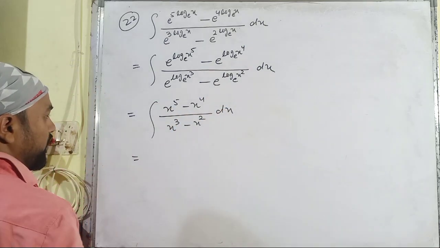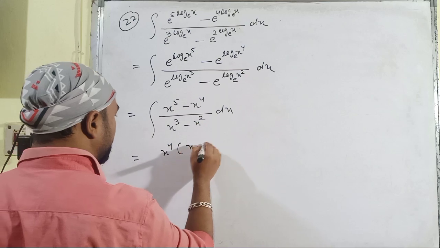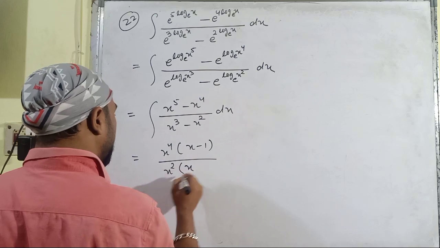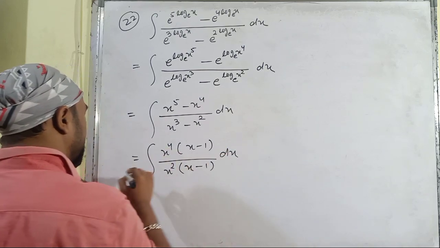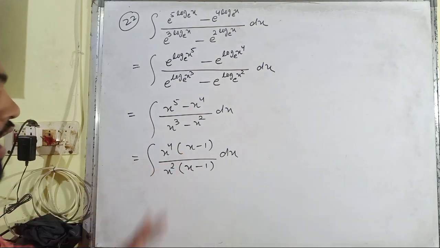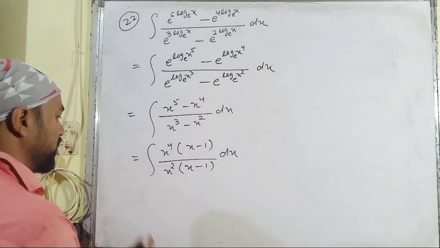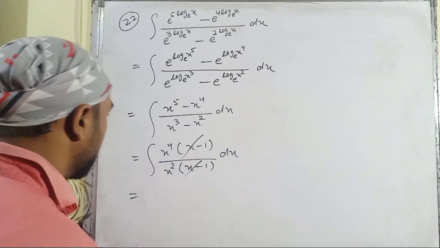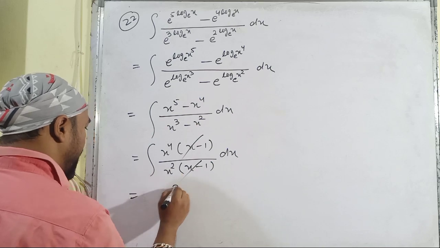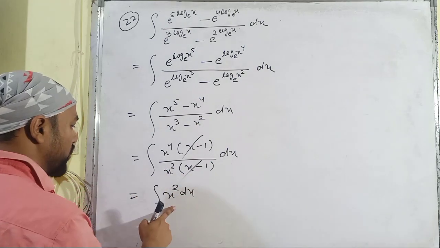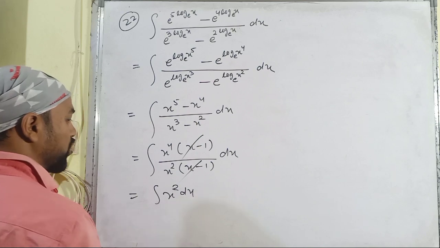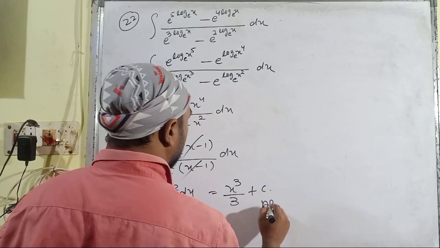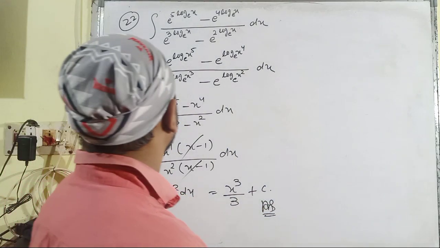Then let us take common x to the power 4 from the numerator, then it will be x minus 1, and then by taking x square common from the denominator, it will be x minus 1. You can see that there is a common factor x minus 1 in both the numerator and the denominator. So cancelling both, we have x square, because x to the power 4 divided by x square is x square, and the integral of x square with respect to x will be x cube divided by 3 plus any constant c, and this will be the answer for problem number 22.